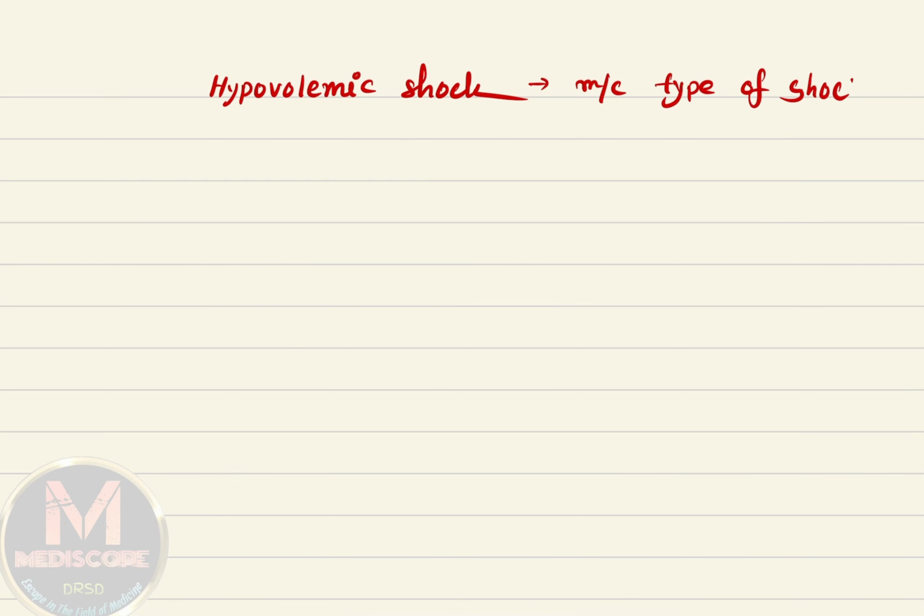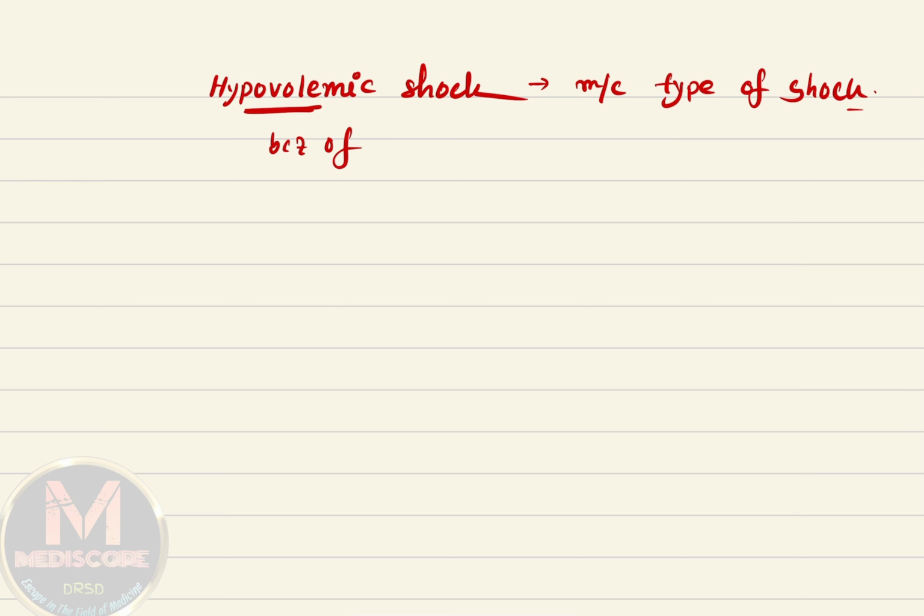Hello everyone, today we'll be talking about hypovolemic shock. So shock means hypoxia at the level of tissue. Hypovolemic shock is the most common type of shock that you see here, and it is mostly because of hemorrhage.